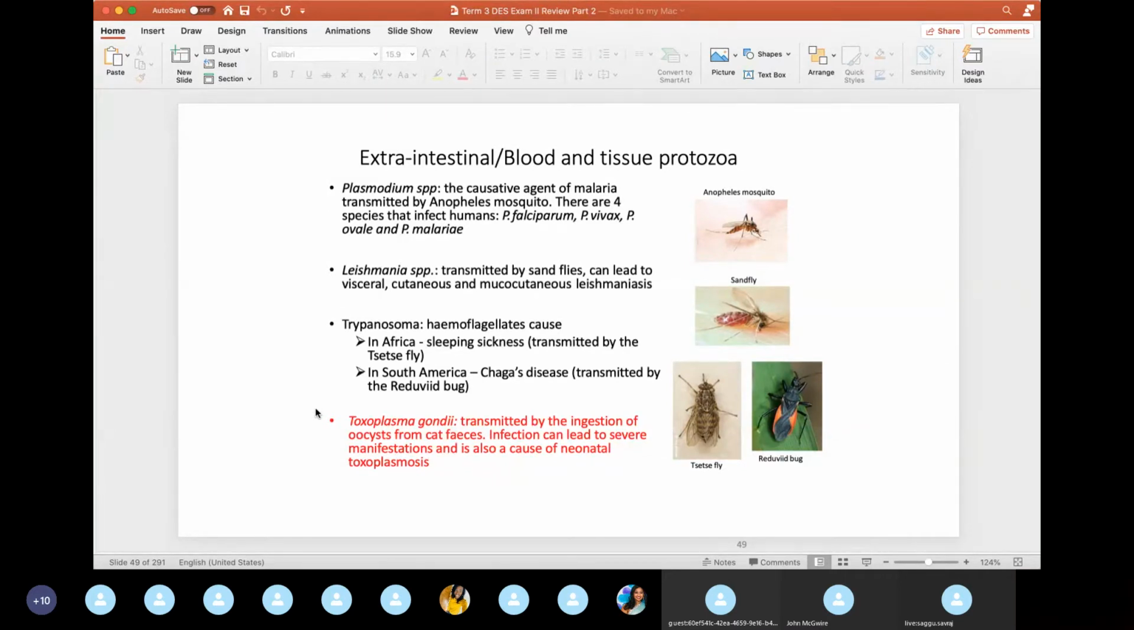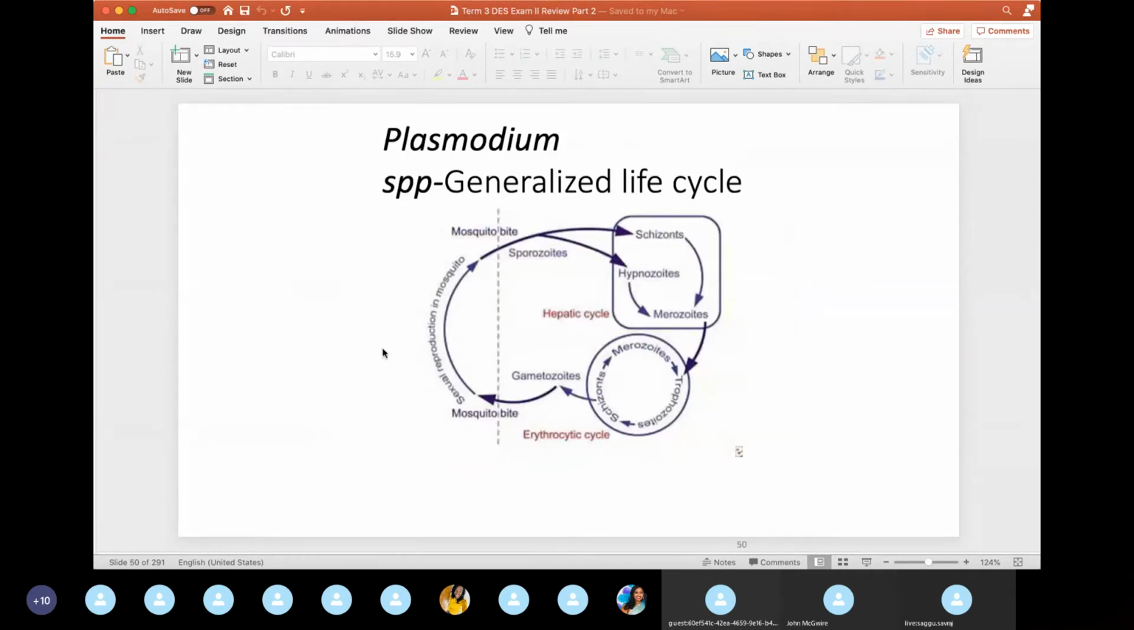So tell your pregnant woman not to take out the kitty litter box, okay? Because you might get oocysts from the cat feces there. It can lead to what? Neonatal toxoplasmosis. This causes ring-enhancing lesions on the brain if you look at the scan of the brain. Okay, put a star here.